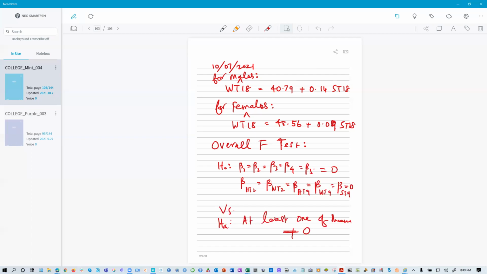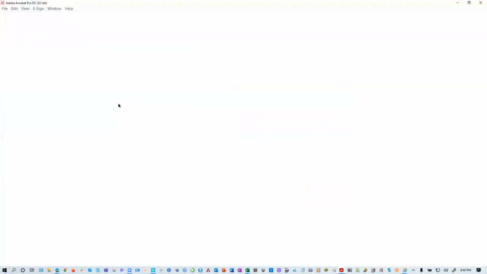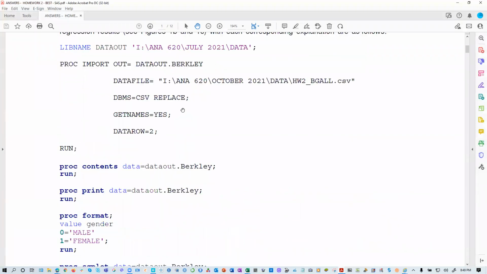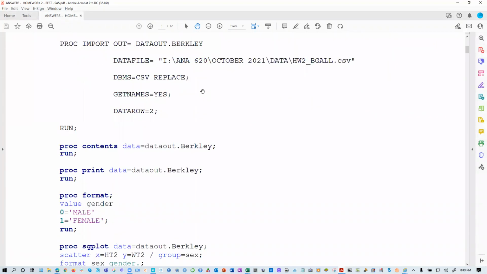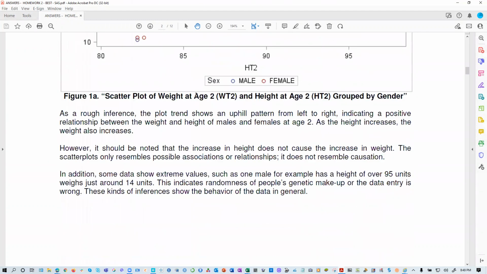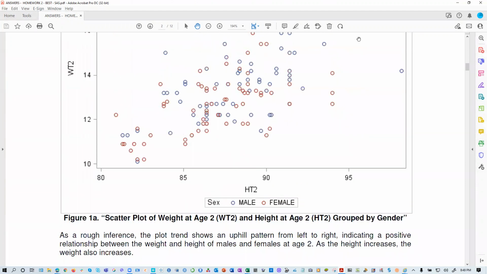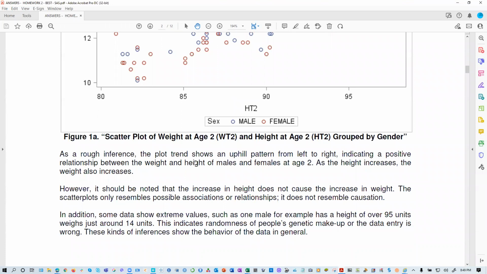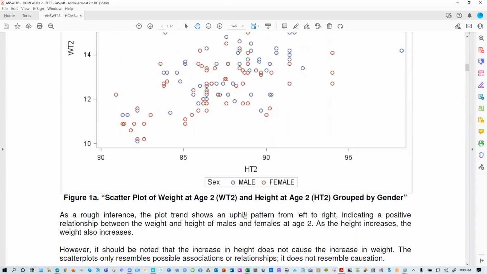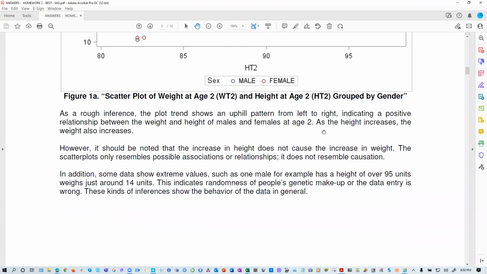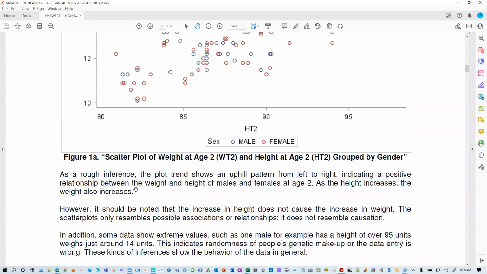For this one, let me see. This one has been done for the earlier question. We had this one for a different question. When you're going to write the explanation, you can talk about how they look. As a rough inference, the plot shows a pattern from left to right. You get a positive relationship between the weight and the height of males. It's not the same case here, we have the different variables WT18 and ST18, but you can talk about it pretty much the same way.